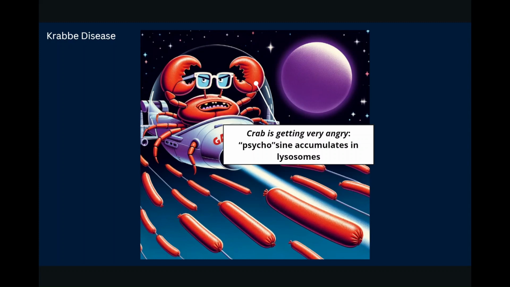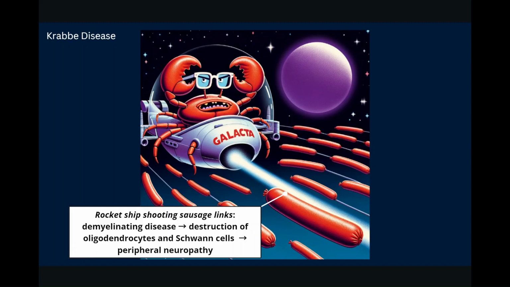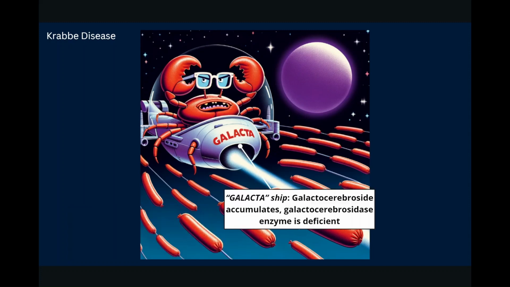accumulates in lysosomes. Similar to metachromatic leukodystrophy, this is a demyelinating disease. Let his blast attack on the sausages help you remember that Krabbe disease specifically involves destruction of myelinating cells and causes peripheral neuropathy. Cranky Crab's Galacta spaceship should dually remind you that galactocerebroside accumulates and galactocerebrosidase is the deficient enzyme.